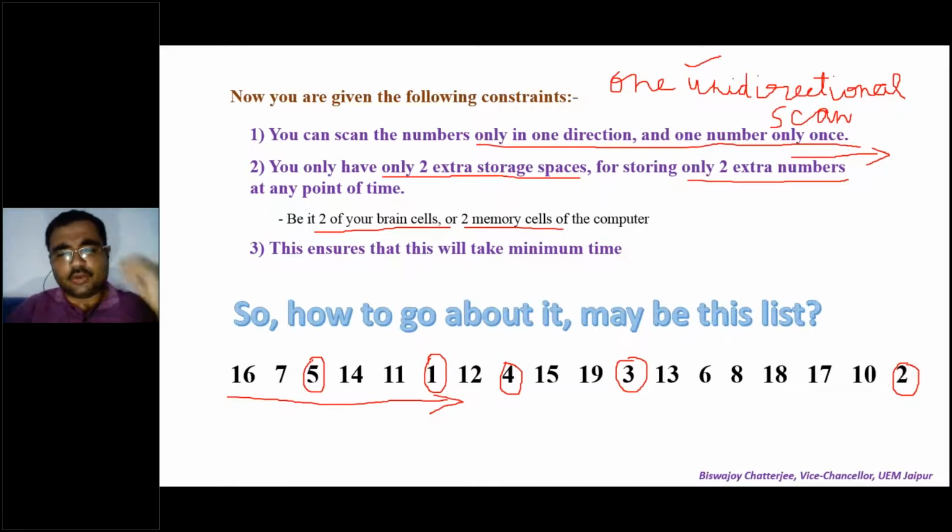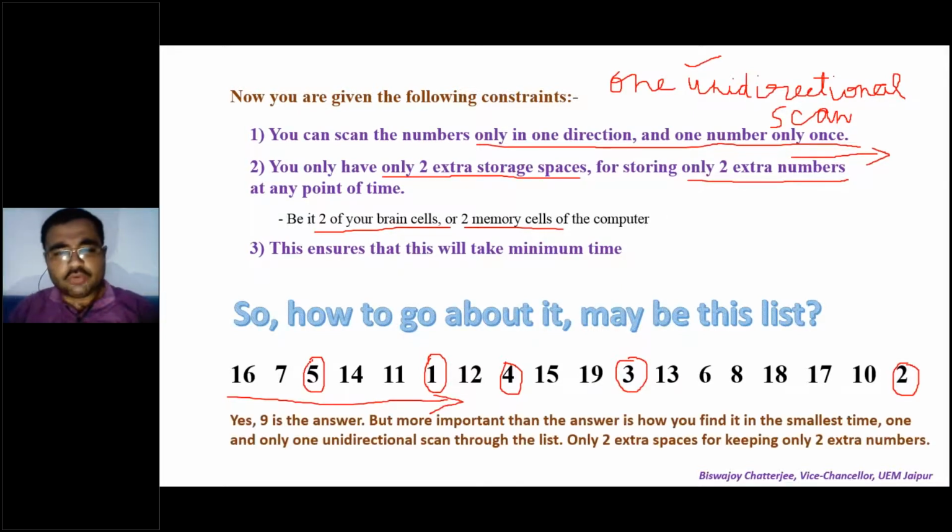What if you are given that constraint now, which I talked about? Yes, 9 is the answer, but more important than the answer is how you find it in the smallest time. One and only one unidirectional scan. I repeat that thing once more. One and only one unidirectional scan through the list, and only 2 extra spaces given to you. How to go about it? How can you do it?